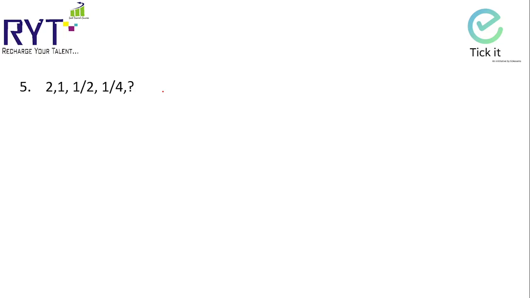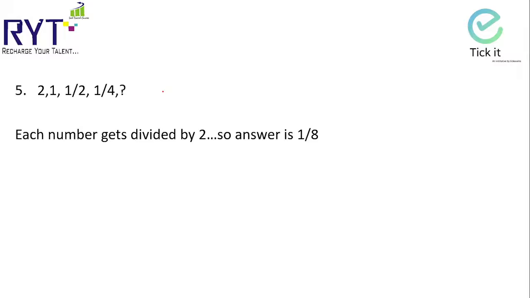Next one. 2, 1, 1 by 2, 1 by 4. What is the next number? If you observe, each number is getting divided by 2. For example, the first number is 2. If I divide 2 by 2, I get 1. If I divide 1 by 2, it is the second number. 1 by 2 divided by 2 means I have to write 2 in the denominator. It becomes 1 by 4. Same way, 1 by 4 divided by 2 means I will multiply this denominator. So it becomes 1 by 8. Right?